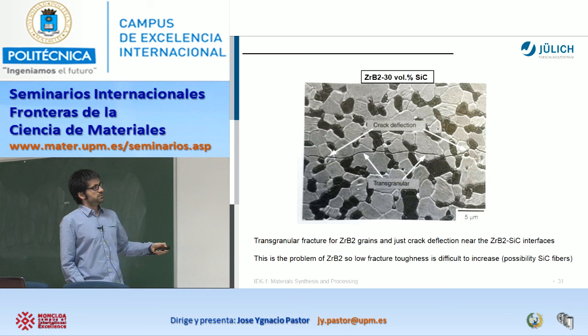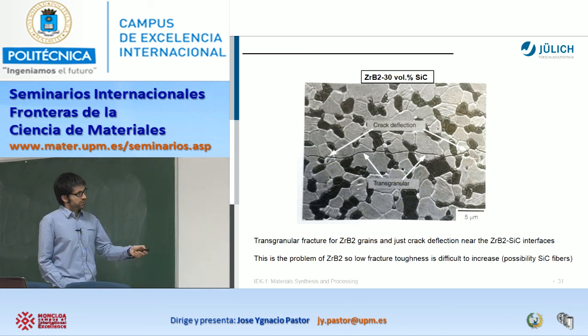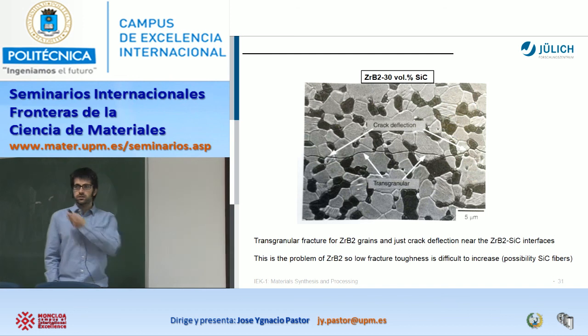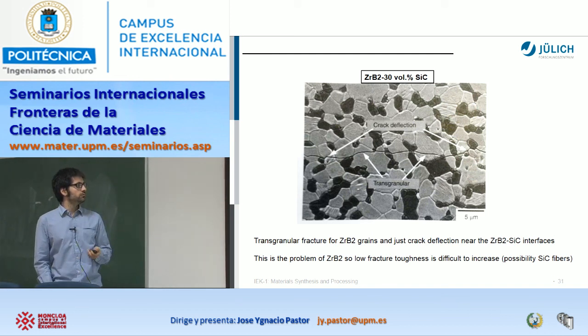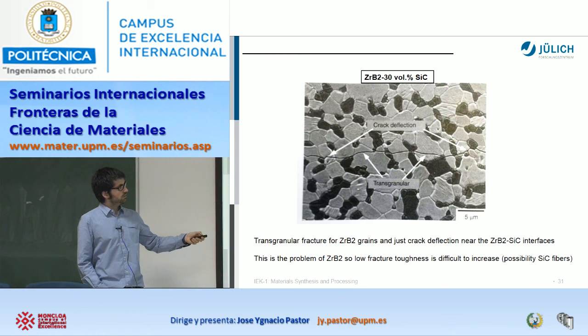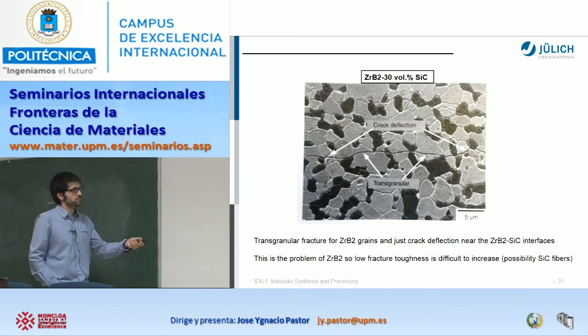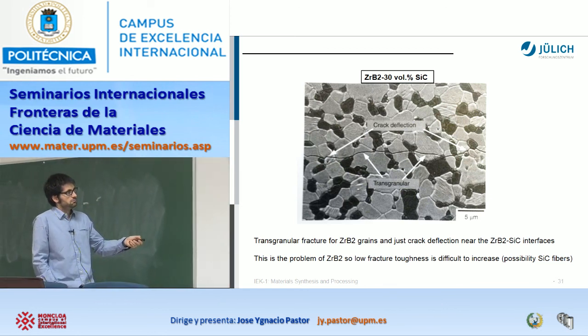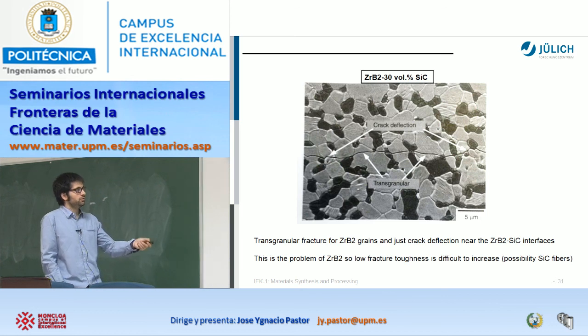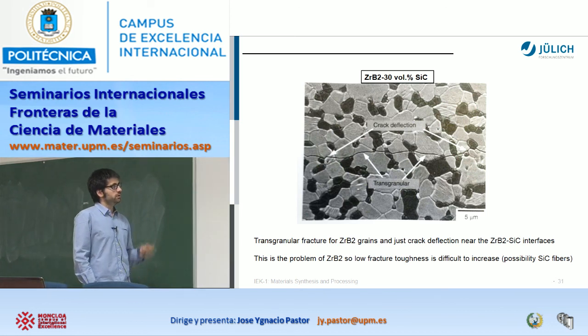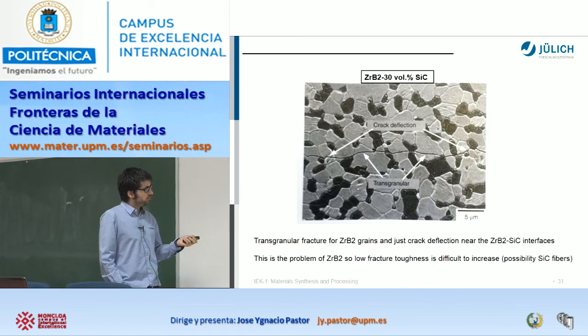And here is the analysis of one crack. This is the problem and why zirconium diboride has a low fracture toughness: when the crack goes, it goes directly. It's a transgranular fracture mode. Then the crack continues and continues. Nothing stops it. However, when we have close silicon carbide particles, like here or here, the fracture starts to be at least intergranular, and the crack is deflected.